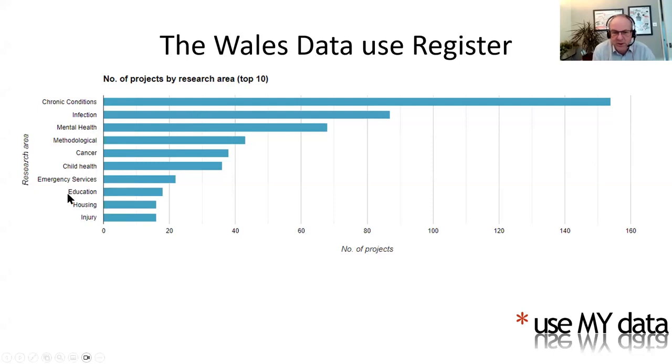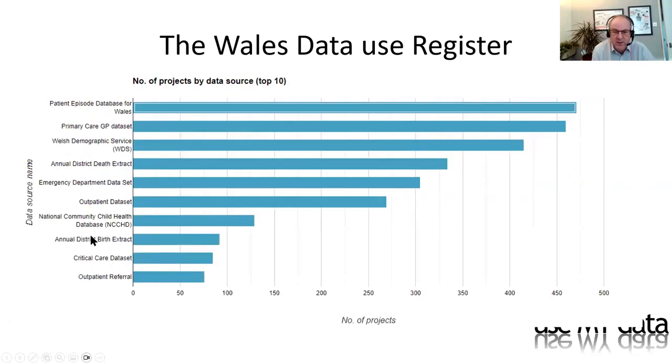So in this case, they've shown what areas of research your data has been put to and what sort of data sets people are most interested in. So the top one there is the patient episode database for Wales. That's hospital activity data. In England, it's called HES. So when you go into your appointments, you're on there. So your data, if you're in Wales, will be in that top line.